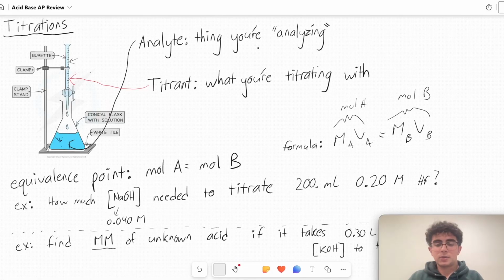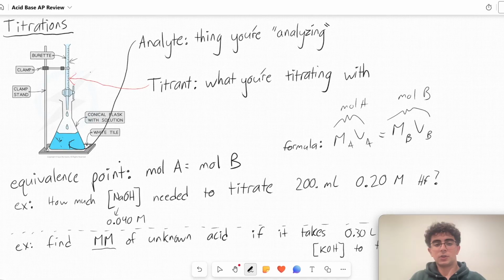Everyone. Today we're going to be talking about titrations. So the whole point of a titration is you're trying to figure out an unknown concentration of an acid using a base, or the other way around. So in this flask right here, we have the analyte, which is the thing you're analyzing, so you don't know this concentration initially. And then here's your titrant, what you're titrating with. So you're using this and you know the concentration of this very well.